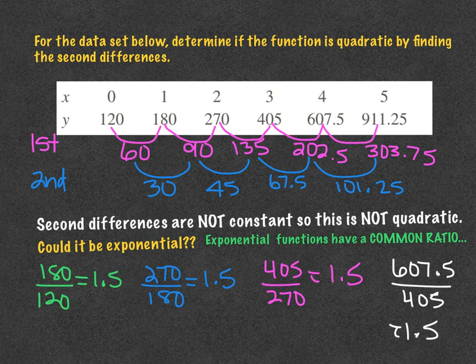And if I had more room, I would continue by taking the 911.25, dividing it by 607.5. But either way, I would find this common ratio all the way across of 1.5. And the other word for this would be common multiplier. And so even though this is not quadratic, we've identified this as an exponential function. And now we have one more example to take a look at.